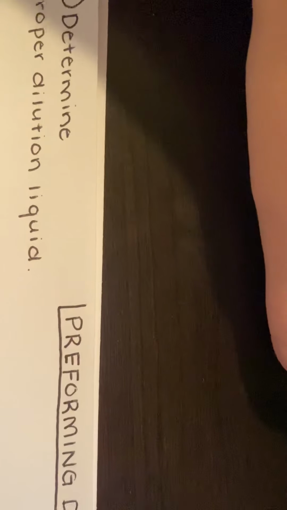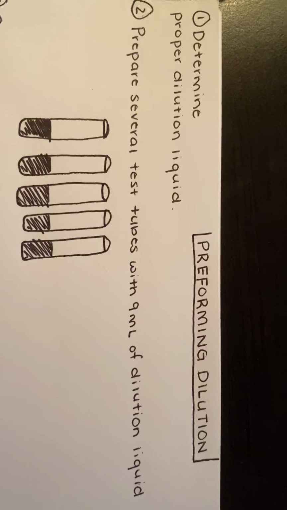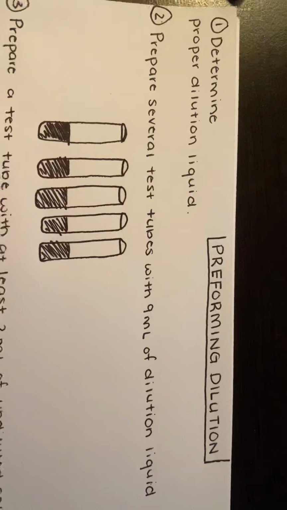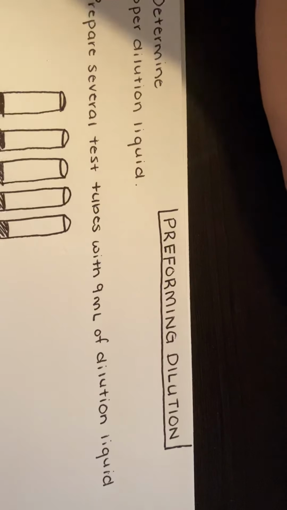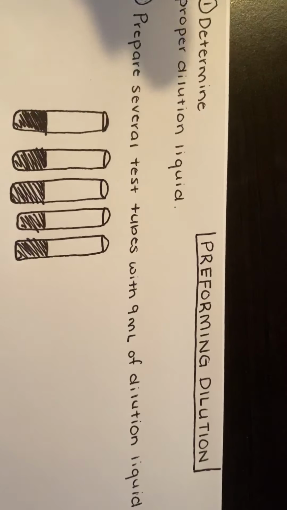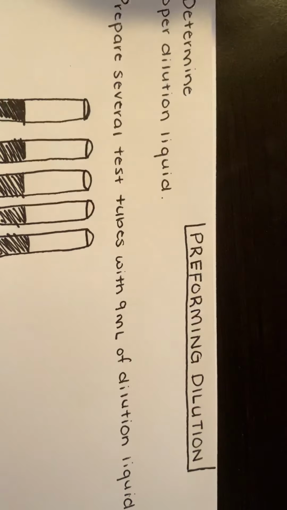And then step 2 is going to be prepare several test tubes with 9 milliliters of dilution liquid. So 9 milliliters of water. This is my makeshift water here. And these tubes serve as your dilution blank. So to these tubes is what we will be adding our undiluted solution to.